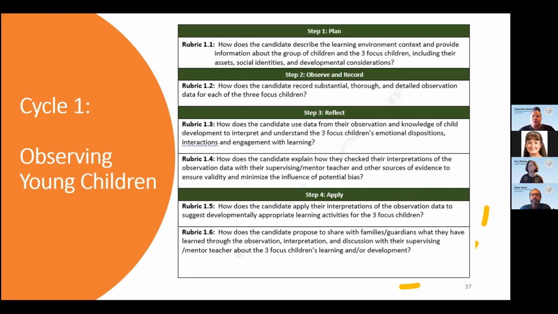How does the candidate record substantial, thorough, and detailed observation data for each of the 3 children? In step 3, reflect, there are 2 essential questions, so 2 rubrics.